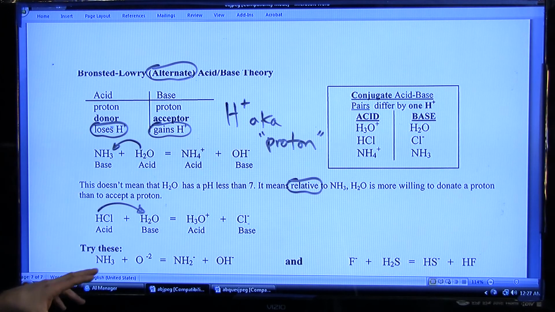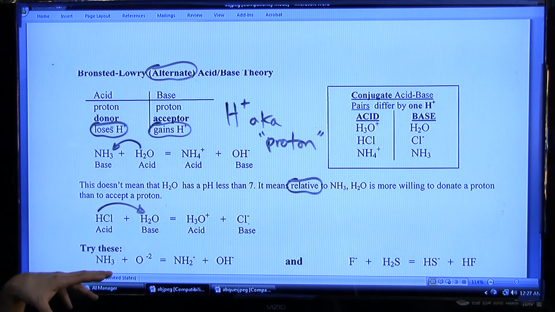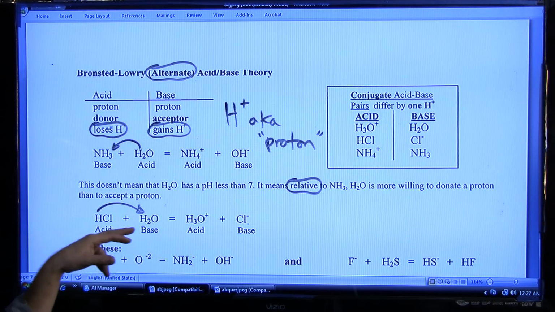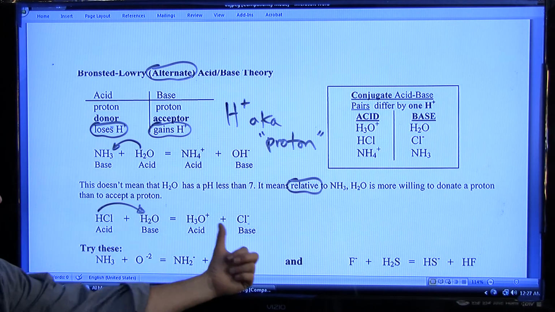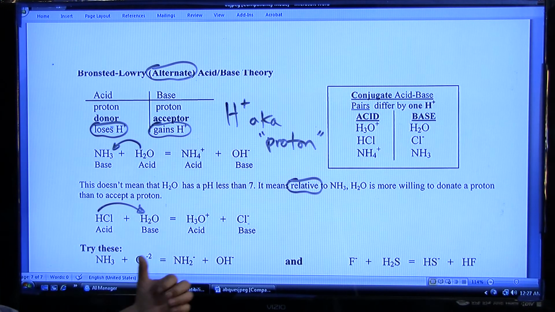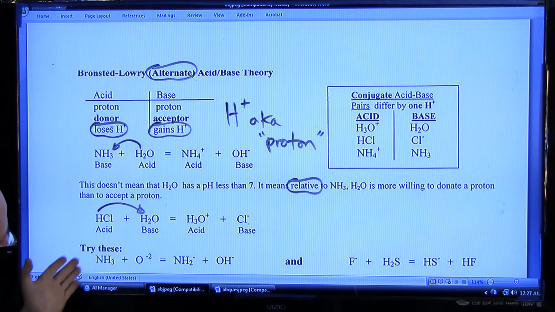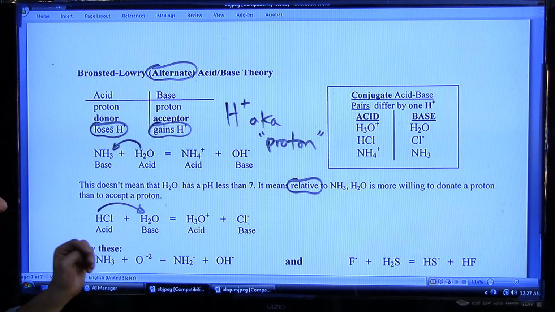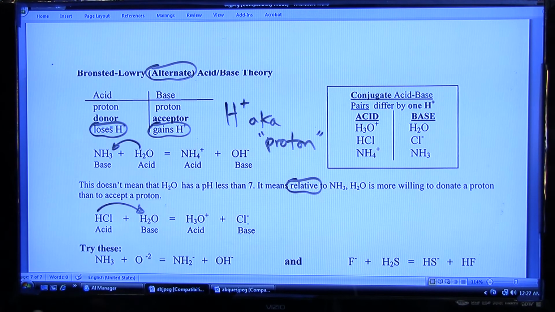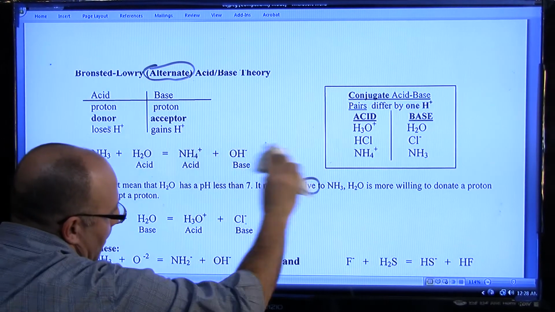And the other thing about this alternate theory is that we emphasize the reversibility of acid-base reactions. So in the forward direction, there will be an acid and a base. And in the reverse direction, you'll get the conjugates, the things that are formed, which are acids and bases. So every acid has a base, and every base has an acid. I'll show you what I mean.